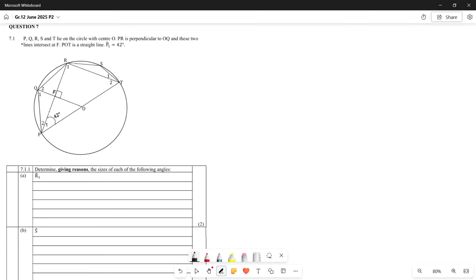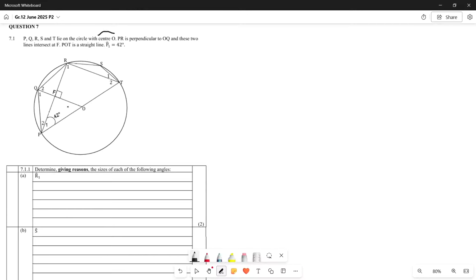So question 7.1, P, Q, R, S, T lie on the circle with center O. So we have the origin, which means we have radii, and we have a diameter, for example. So these are things to keep in mind. Whenever we have a center, we have to look for radii and diameters. So PR is perpendicular to OQ. Okay, so we have the 90 degrees here, and these two lines intersect at F. Great, so we have to keep this in mind.